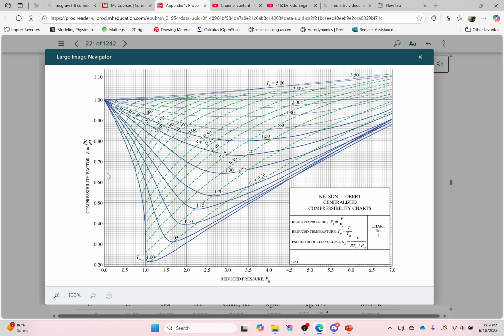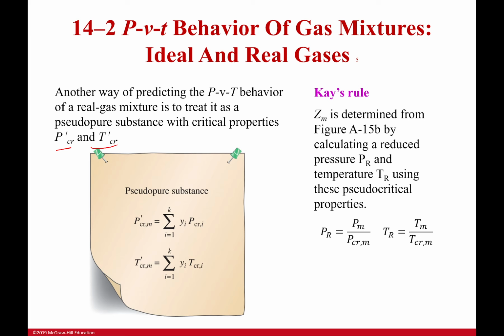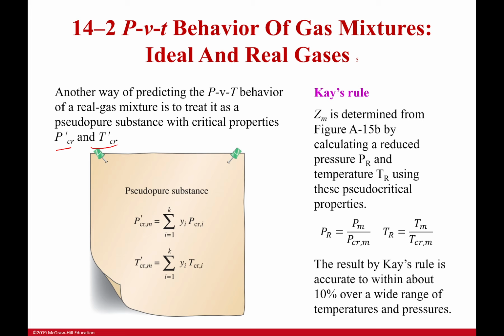So let's jump back. The last question you might be having is, is it accurate? And the answer is, yeah. It's within about 10% over a wide range of temperatures and pressures. So feel comfortable using this. It's a good method, and it's a lot easier than calculating the compressibility factor for each individual component of your mixture. You still have some work to do, but all of this stuff is easy to find, while calculating the compressibility is not necessarily as easy.